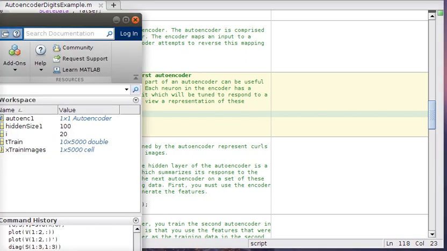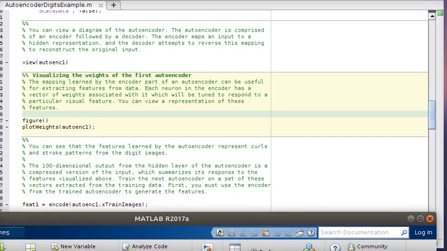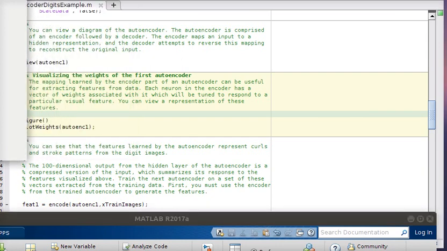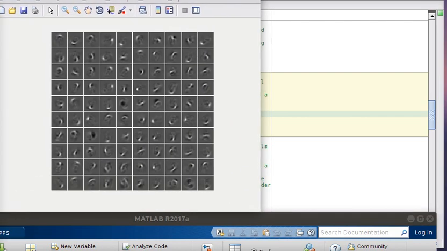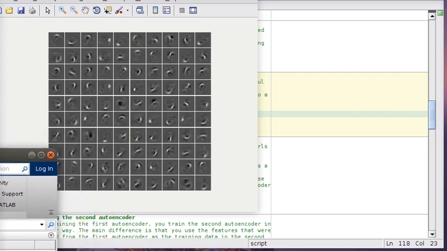Let me try it in the command window here. I guess I could say figure 3, plot weights, autoenc1. Oh, there we go. Good. So this somehow knew that they were 28 by 28. I think we did tag that somewhere initially.